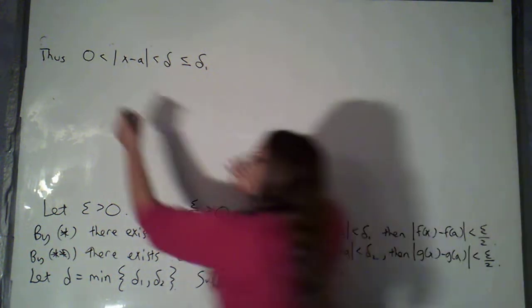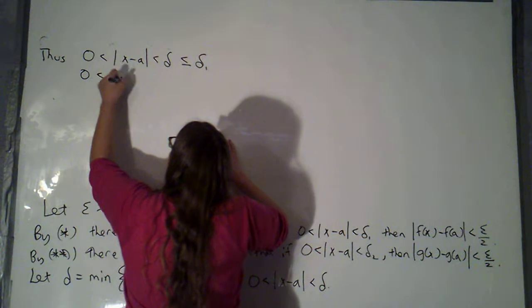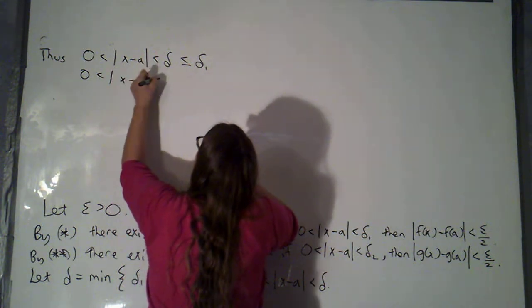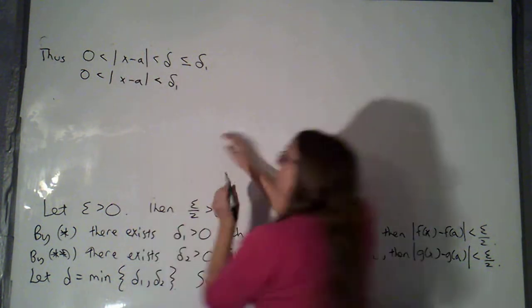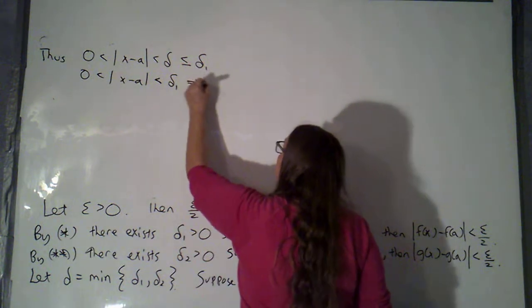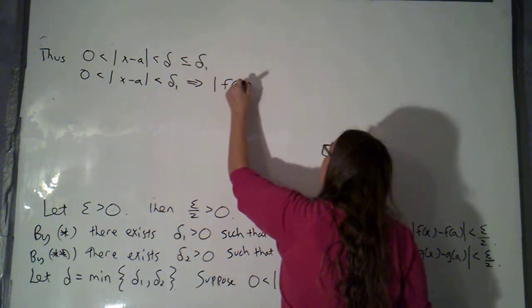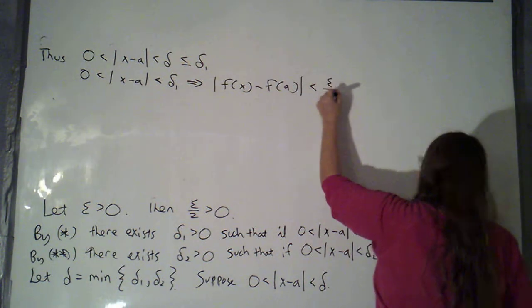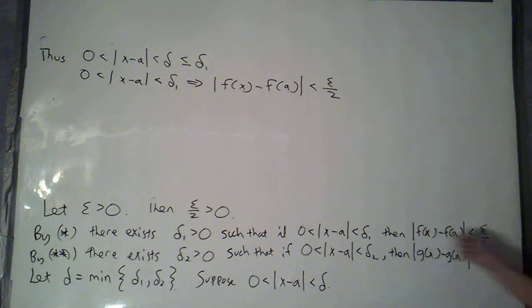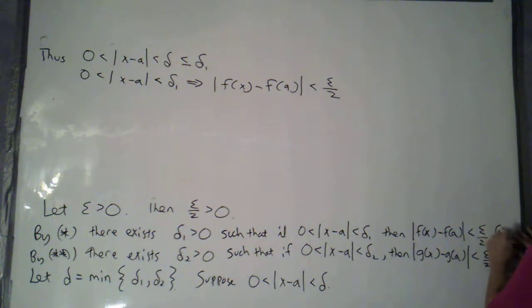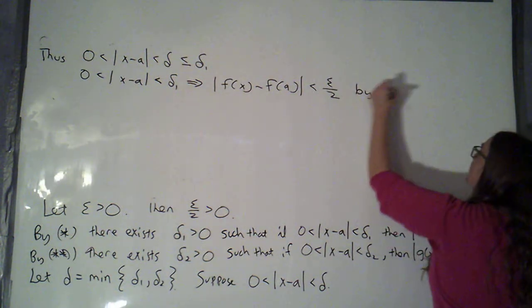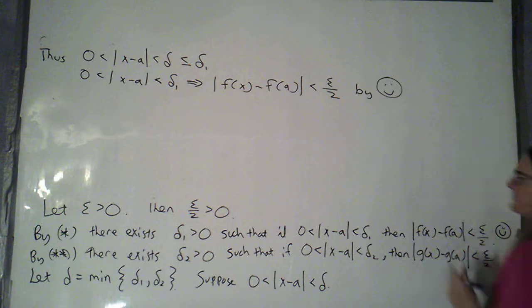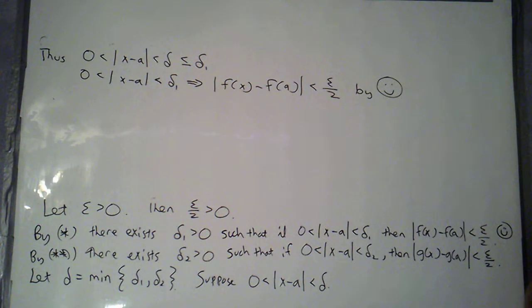Okay. But 0 being less than the absolute value of x minus a less than delta 1 implies that the absolute value of f of x minus f of a is less than epsilon over 2. That's what we had right here. Okay. Since I'm referring back to that, let's give that a symbol. I'm going to just call that smiley face so that I don't get too many stars. Okay.